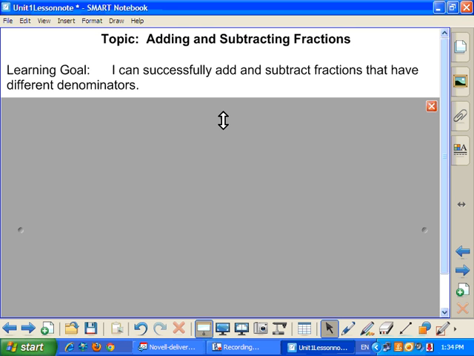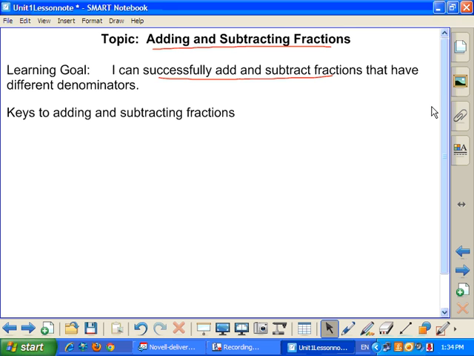So lesson 7 now is adding and subtracting fractions. By the end of the day, I want you to be successfully able to add and subtract fractions. So what's the key? Well, here are some of the steps that'll help you, and I'm going to do a couple of examples to show each step.